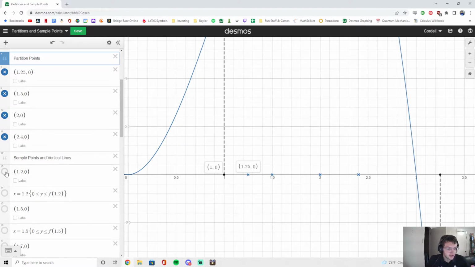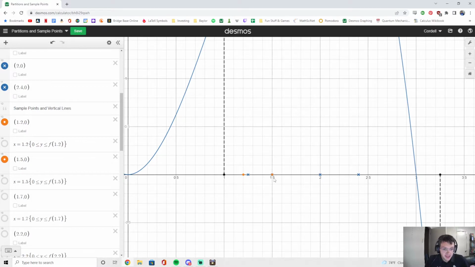What I'm instead going to do is pick our sample point here at 1.2. Again, I can choose any point between x equals 1 and x equals 1.25. I'm just going to choose x equals 1.2. I'm then going to pick another sample point between 1.25 and 1.5. I can pick any number between there. I'm going to pick 1.5. So 1.5 is both a partition point and a sample point.